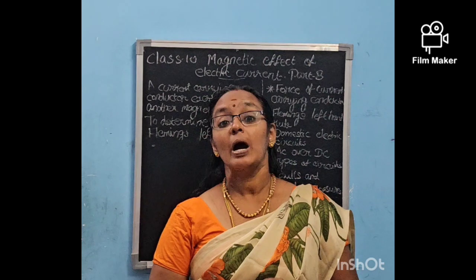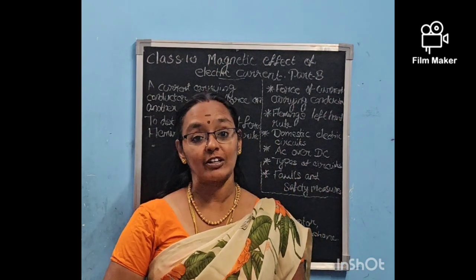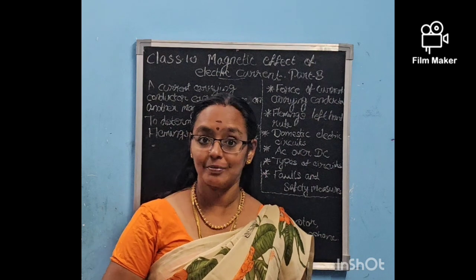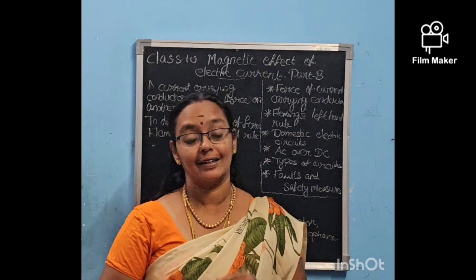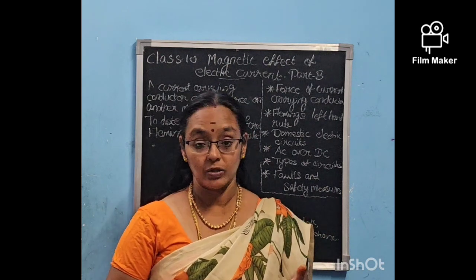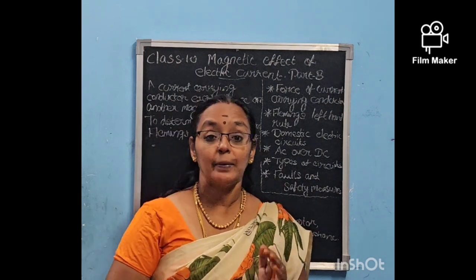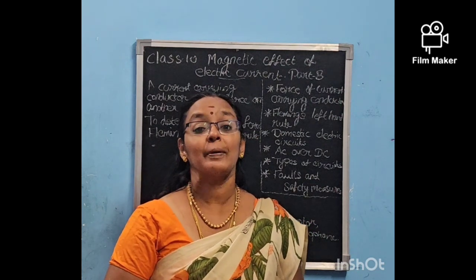Today we are discussing part B of magnetic effect of electric current, which is the lesson from class 10. In part A, we have seen how the current carrying conductor behaves like a magnet when it is in the electric field. In part B, we are discussing some important concepts.